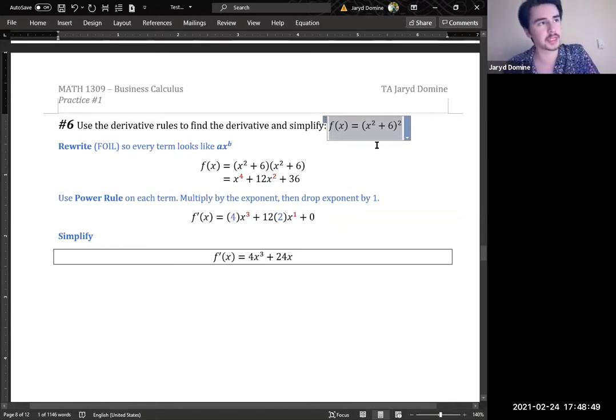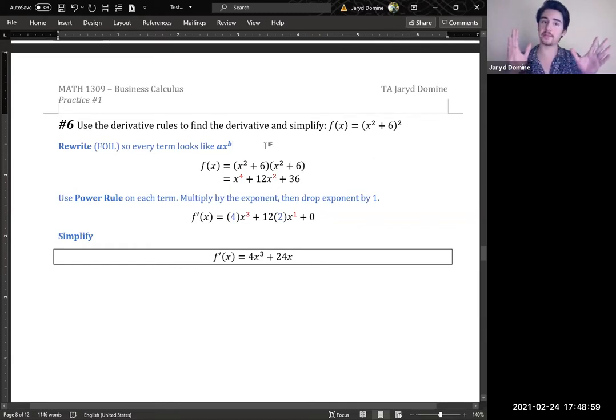So the function we're given is x squared plus 6 all squared. We're going to rewrite it. So we know what to do in this case. So we have x squared plus 6 squared. So that just means x squared plus 6 multiplied by x squared plus 6. And you know what to do in this situation. You FOIL it out. So first, outer, inner, last.